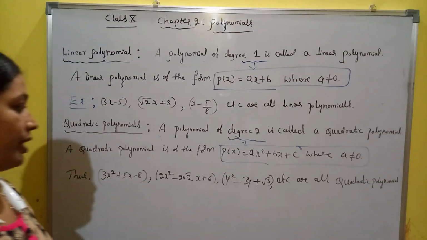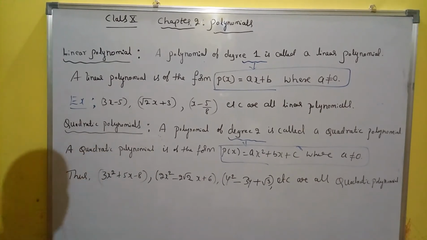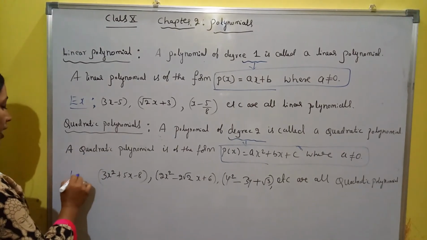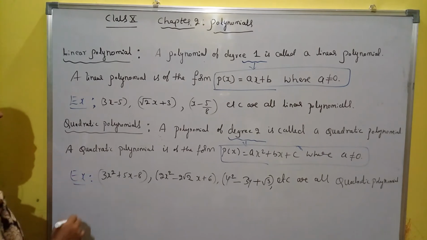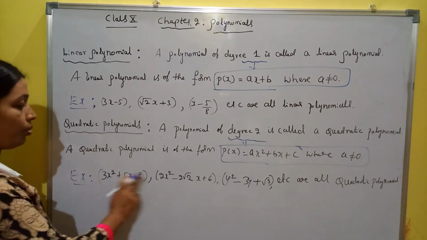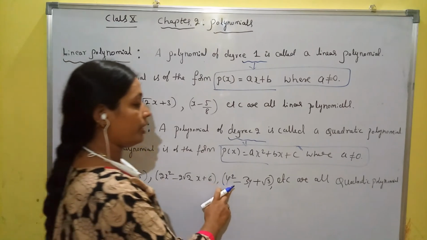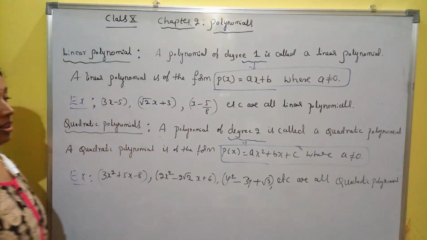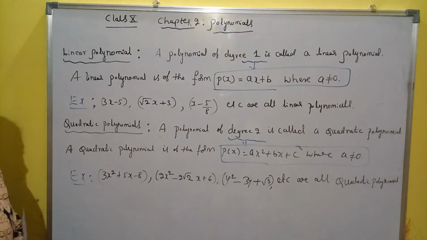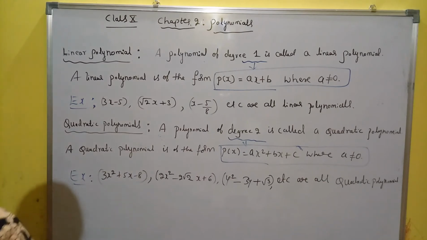Example: we can give an example. Observe the examples given below. 3x² + 5x - 8. Observe the degree of the polynomial. Here x is 2, here also x is 2, here y is 2. That means the degree of the polynomial here is 2. Such polynomials are called quadratic polynomials.